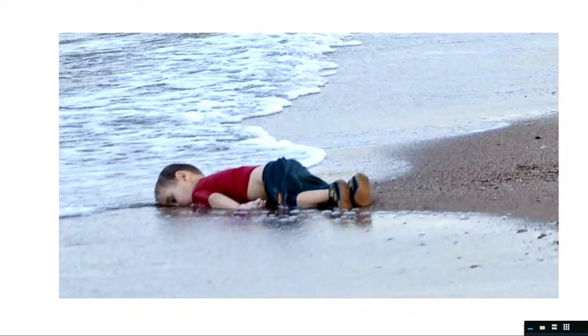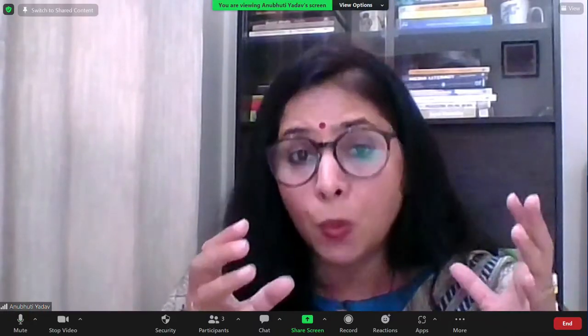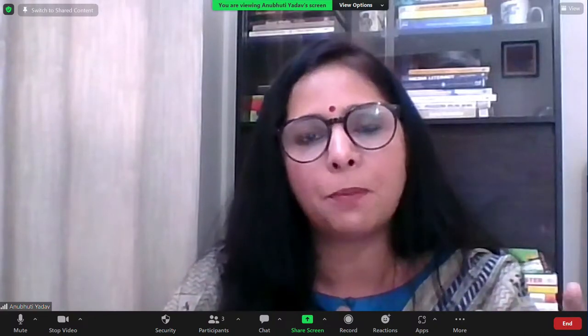This is the defining image of the Syria war. This is the picture of Alan Kurdi, and he was trying to escape Syria. The boat capsized, he died. And at that point of time, this photographer clicked the photograph, and of course the photographer was also in a dilemma whether she should be clicking this photograph or not. But then she said that she clicked this photograph because she wanted the world to listen to the scream of this dead boy.